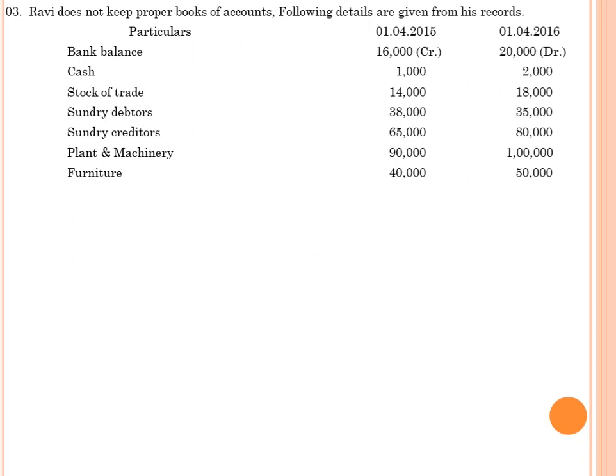Now here, three columns, the particulars, 1/4/2015 and 1/4/2016. The information is given in three columns and starts with the bank balance. 16,000 credit balance on 1/4/2015, 20,000 debit balance on 1/4/2016. Cash 1,000, 2,000, stock in trade 14,000, 18,000, sundry debtors 38,000, 35,000, sundry creditors 65,000, 80,000, plant and machinery 90,000 and 1 lakh, furniture 40,000 and 50,000.